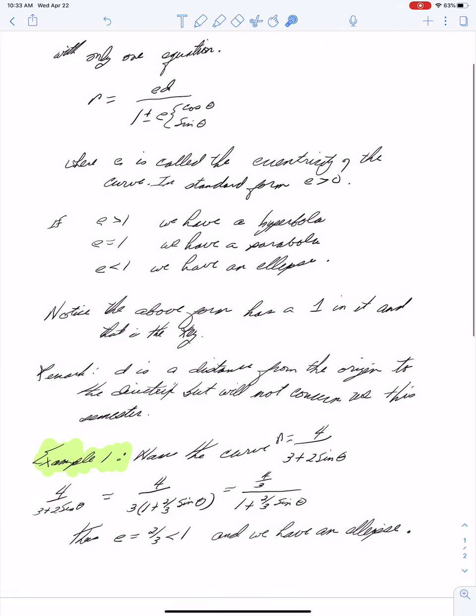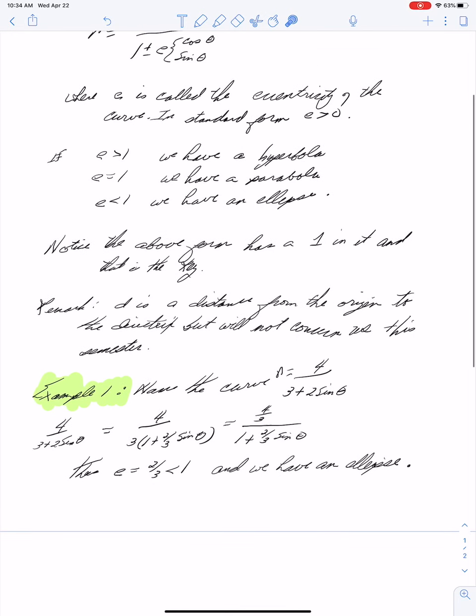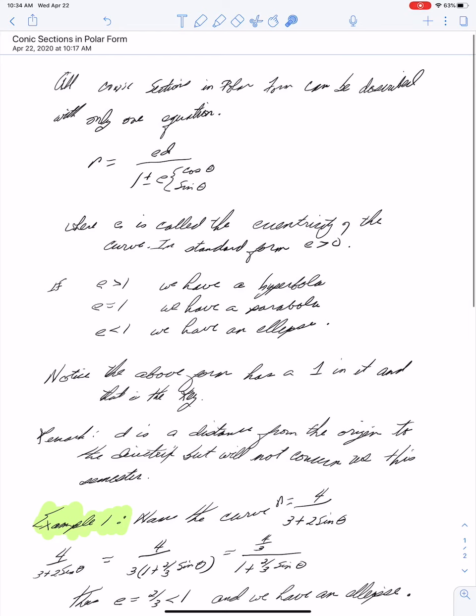That's all I expect you to be able to do: recognize when I have a conic section in polar form and tell me what kind of conic section it is, hyperbola, parabola, or ellipse. And that's all I have to say about section 9.5.